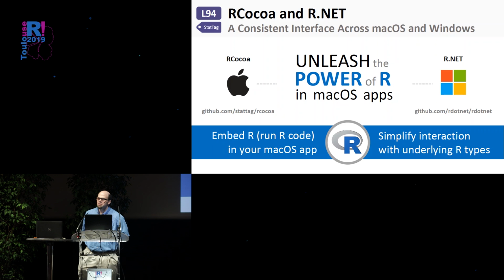Right. R is really powerful to embed within applications, and for Windows apps, the R.NET library facilitates the interaction with the R internals. So we developed R Cocoa, an analogous library for macOS apps developed in Objective-C. And this has really helped streamline our approach to multi-language development, and we find it to be user-friendly. Of course, we're biased, but it is open source and freely available on GitHub. Thank you.